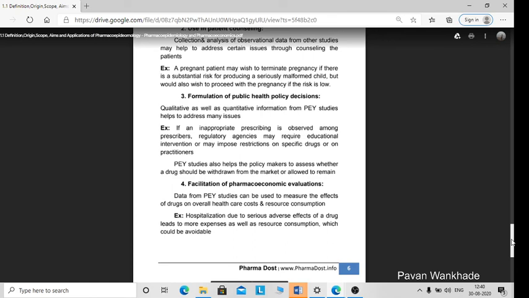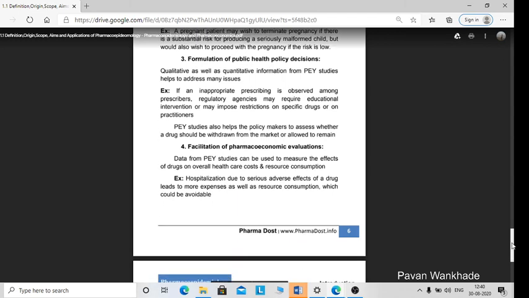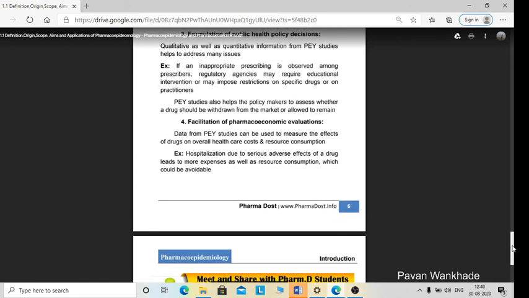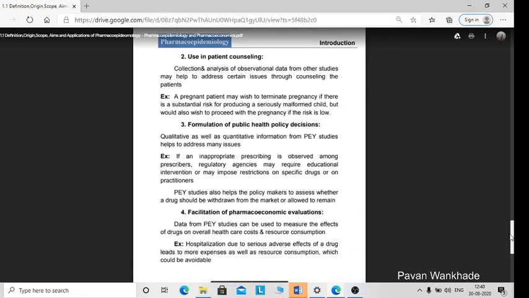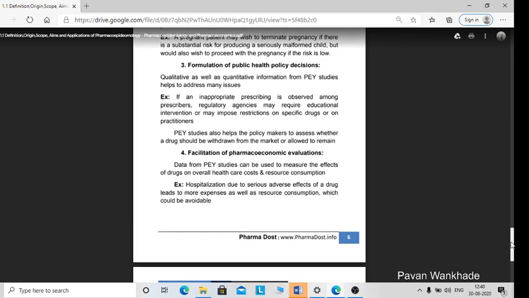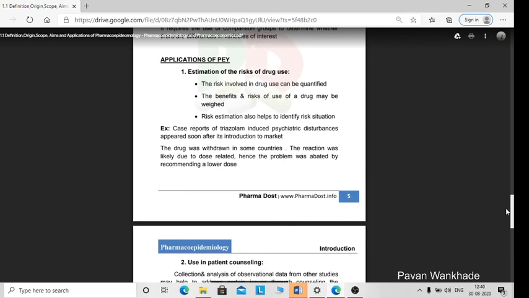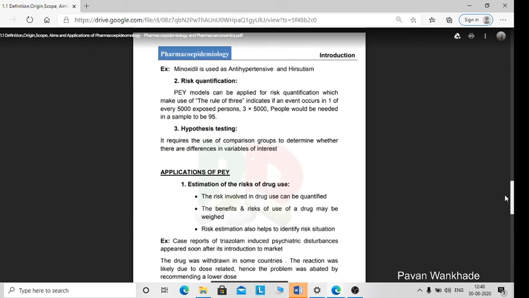Data from pharmacoepidemiology studies can be used to measure the effect of drugs on overall care cost and resource consumption. For example, hospitalization due to serious adverse effects of a drug leads to more expenses as well as resource consumption, which could be avoidable. This is the application of pharmacoepidemiology.